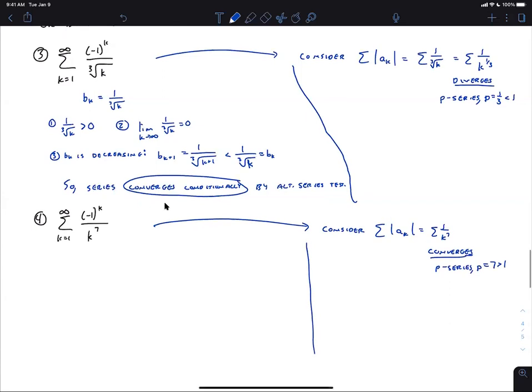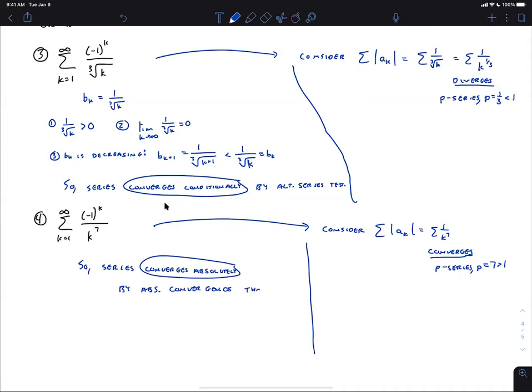Now we go back and we don't need to do the alternating series test. We can just say, so the original series converges absolutely by the absolute convergence theorem. That says absolute convergence theorem. Let's make that a little bit neater. But that is it on these 2. Questions on these? Everybody good so far?